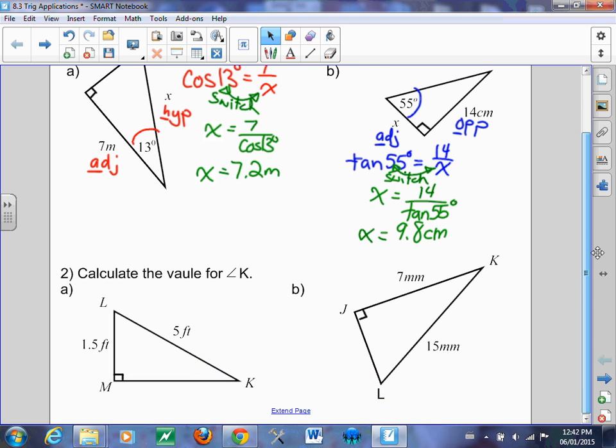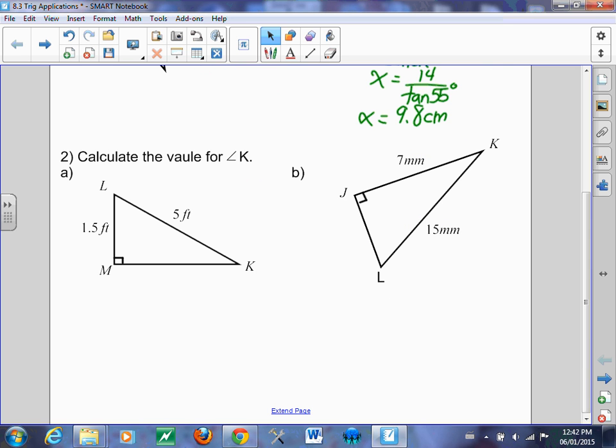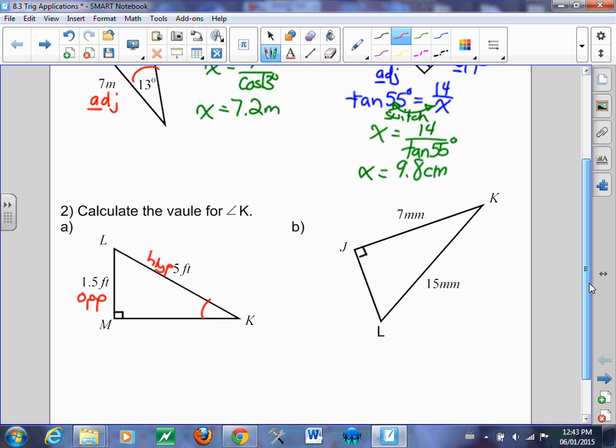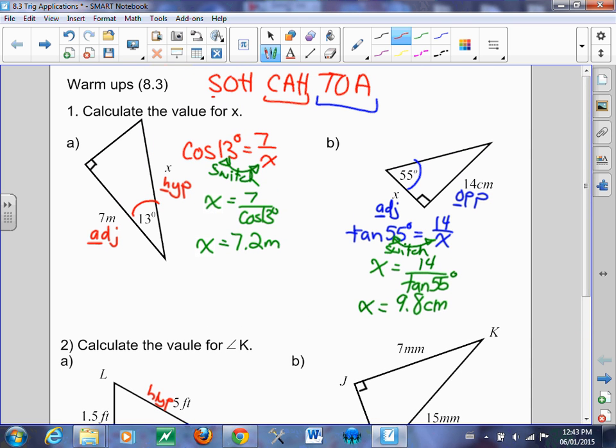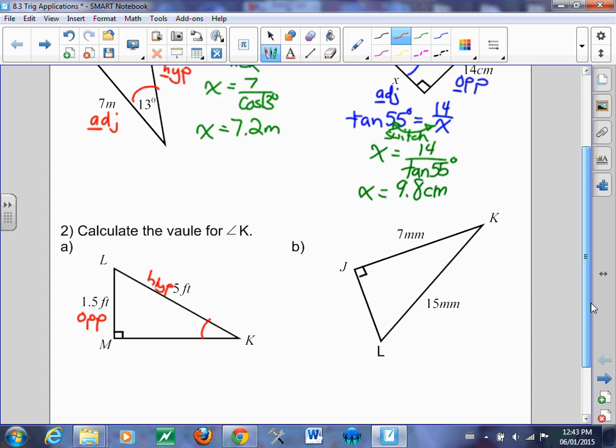Okay, now it asks us to find the value of angle K. So angle K is going to automatically be my angle of reference. So from that, ladies and gentlemen, what two sides do I have information in? I have them in my opposite side and my hypotenuse. If I scroll up quickly to SOHCAHTOA, which one has an O and an H in it? That's going to be the first one, which is the sine.